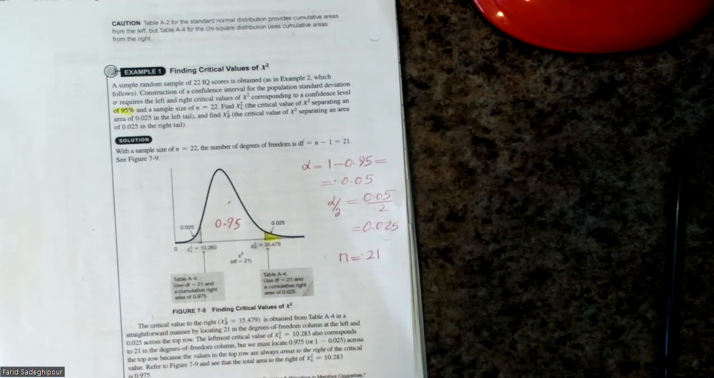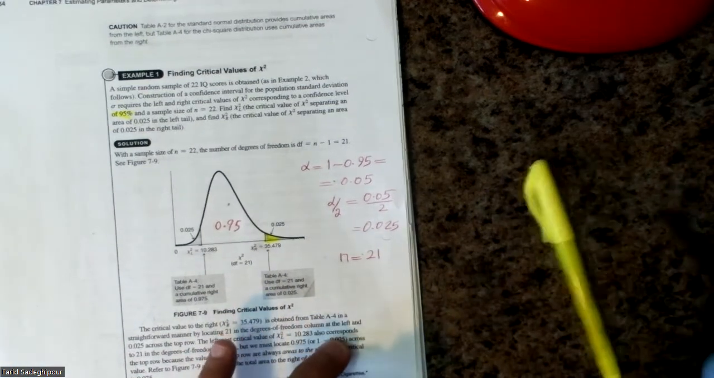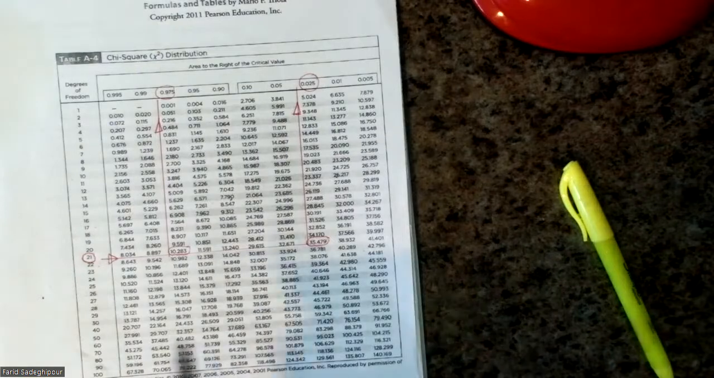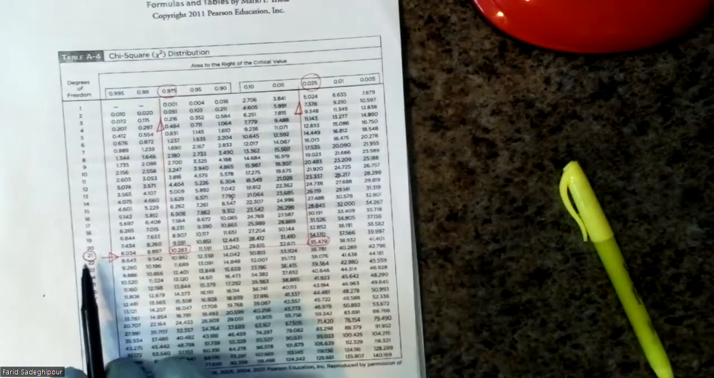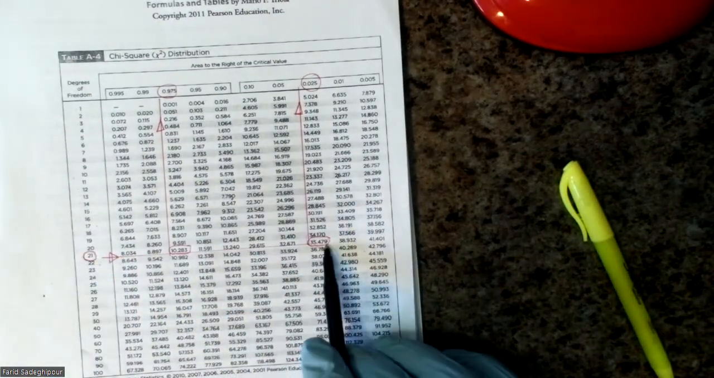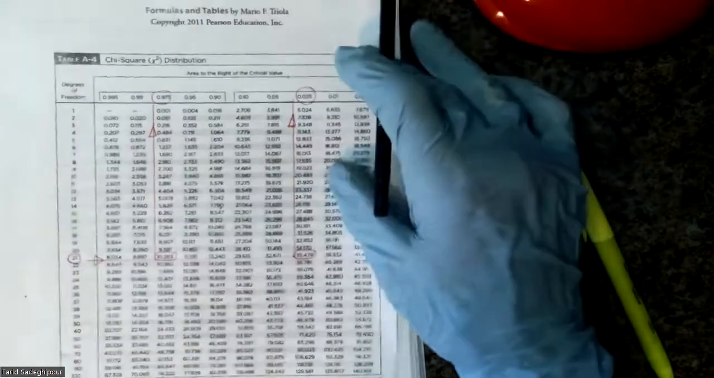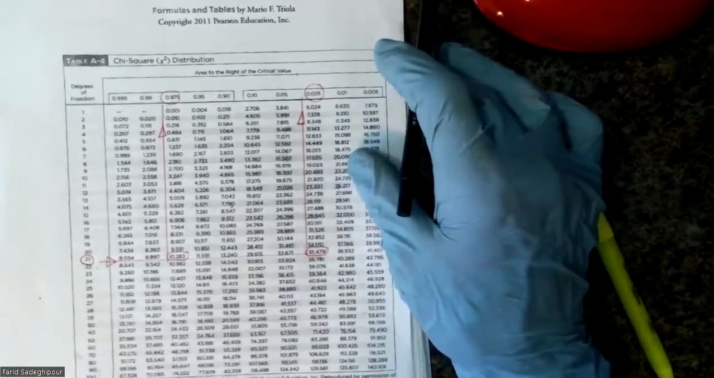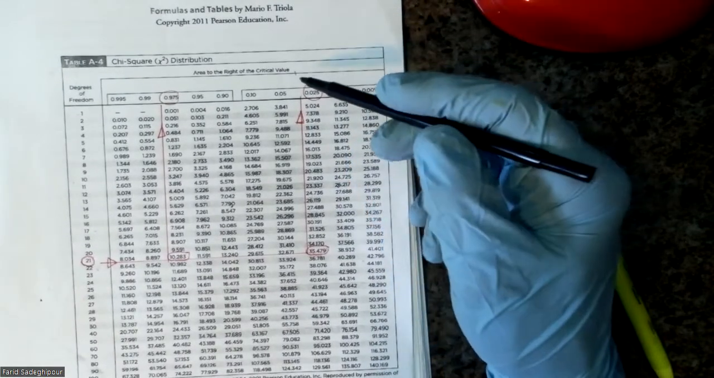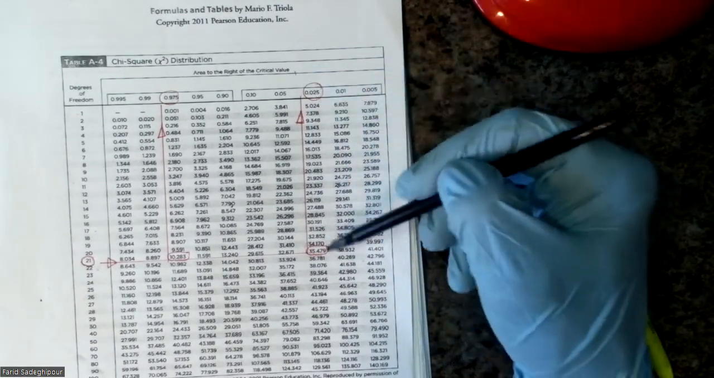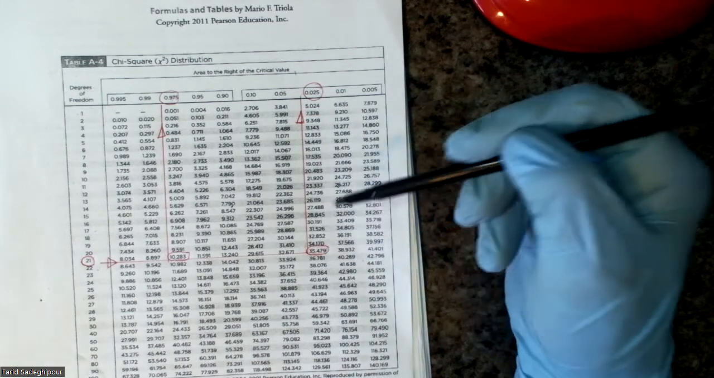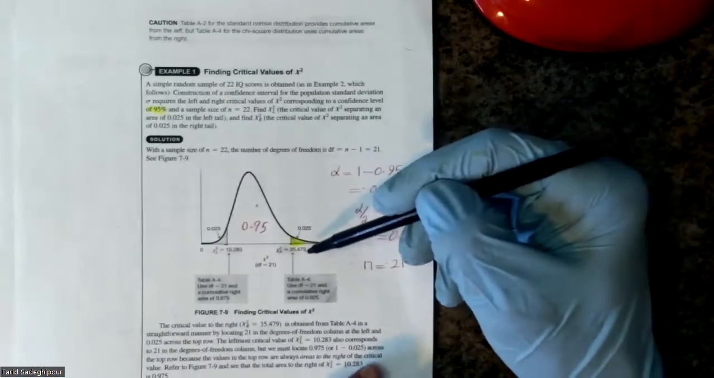Now, what we need is, from the point to the right, what's the area? For instance, x2R. What is the area from this point to the right? This area of the yellow is 0.025, and n is 22. So df is 21. You go to this table for degrees of freedom and for area to the right of the critical value. See, this is area to the right of that point. So the area to the right of x2R is 35.479. So this is this area.